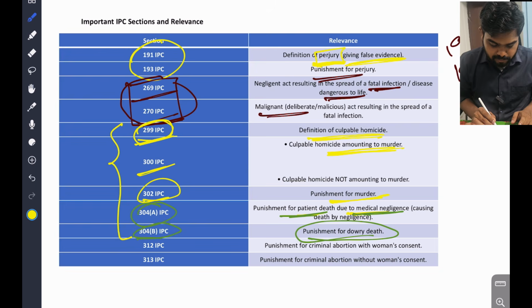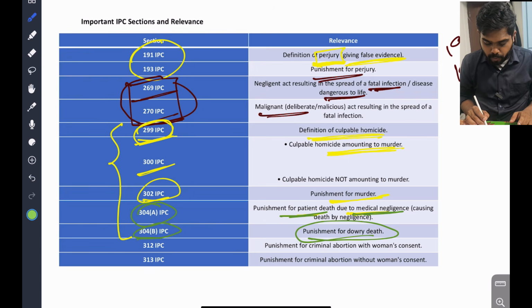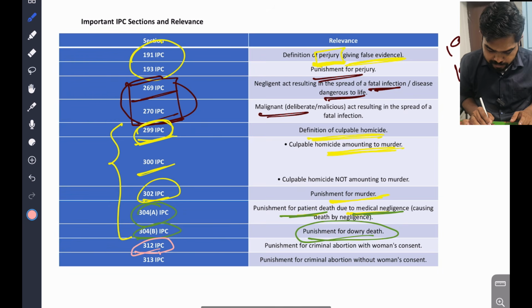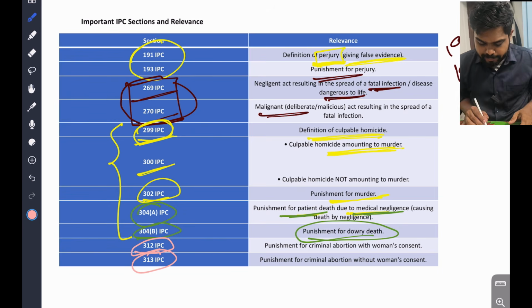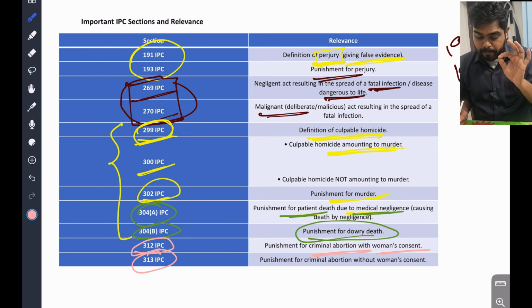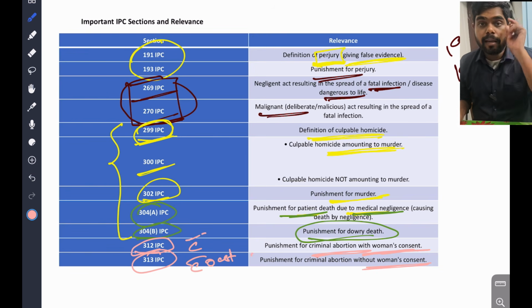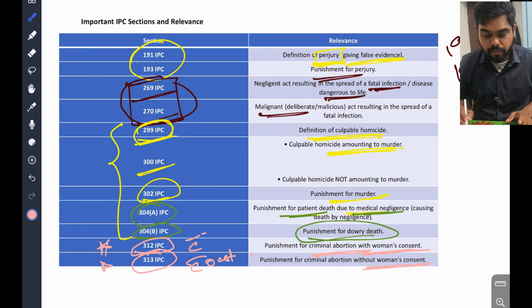And next is another important topic, a very, very important topic. 312 IPC and 313 IPC. 312 IPC, punishment for criminal abortion with woman's consent. This is with consent. It is very, very important. And 313, punishment for criminal abortion without woman's consent. So 312 is with consent, 313 is without consent. So this is criminal abortion. This is very important. This can be a potential question here also.